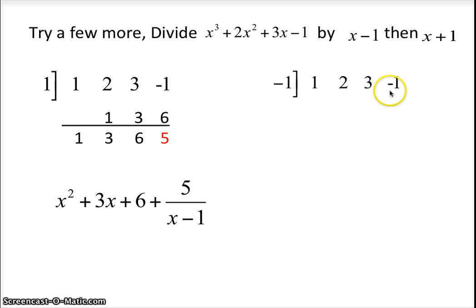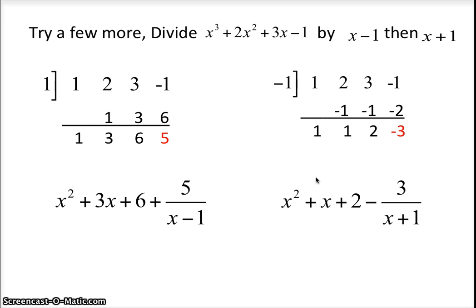So we set up our original question again with our coefficients and then we do the synthetic division. So now we can see that we ended up getting a remainder of negative 3. So we got a different answer when we plugged in a different k value. So now our quotient will be x squared plus x plus 2 minus 3 over x plus 1. Okay, so seeing when you divide by different divisors, you get a different quotient.